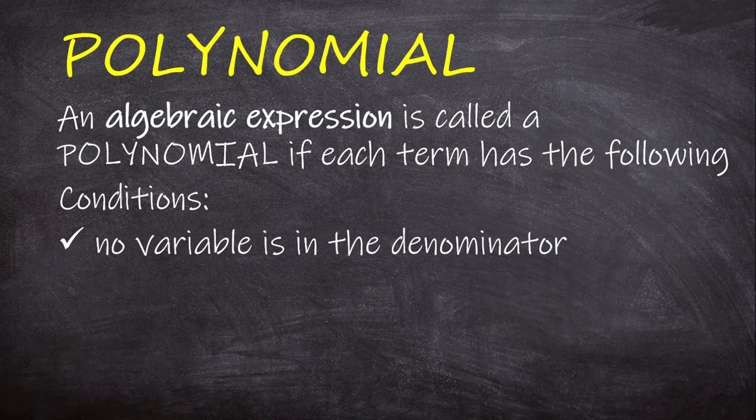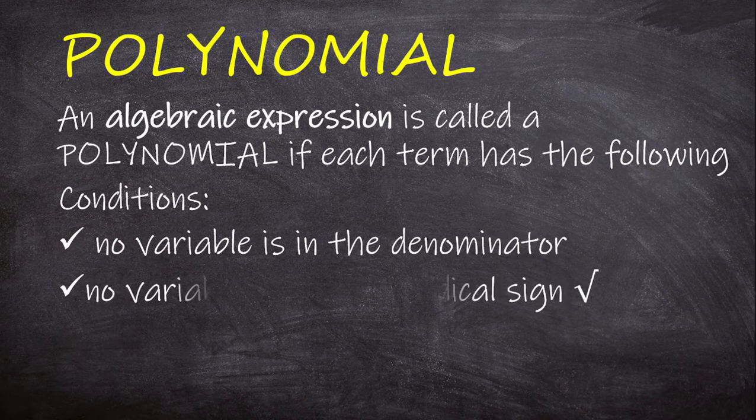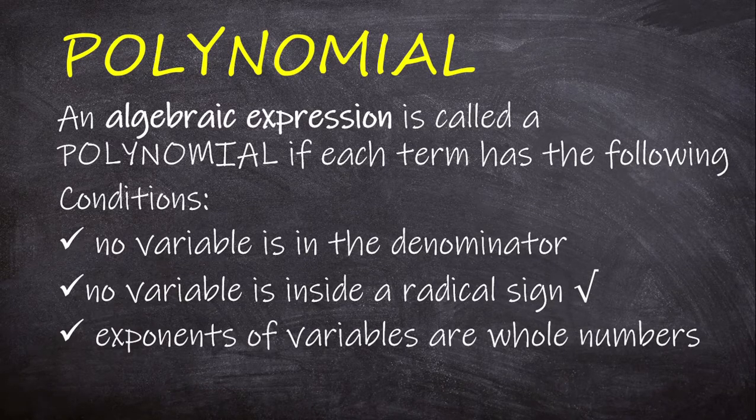First, it must have no variable in the denominator. Second, it must have no variable inside the radical sign. And last, exponents of the variable should be whole numbers. Again, no variable is in the denominator, no variable is inside the radical sign, and exponents of the variable are whole numbers. These three conditions must be true for it to be called a polynomial.